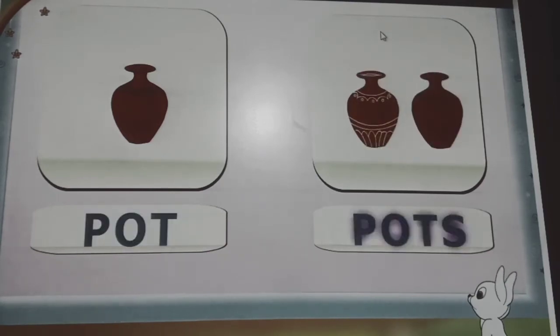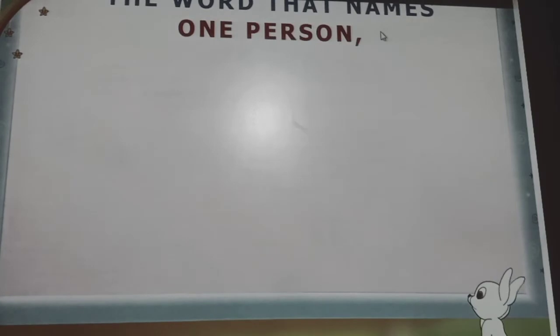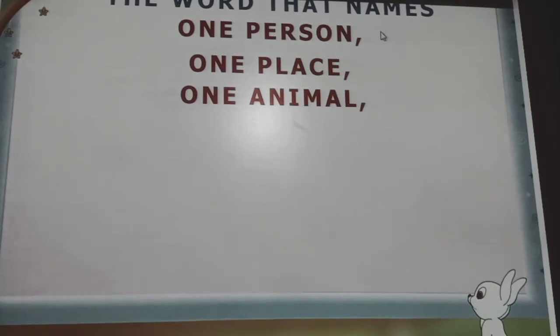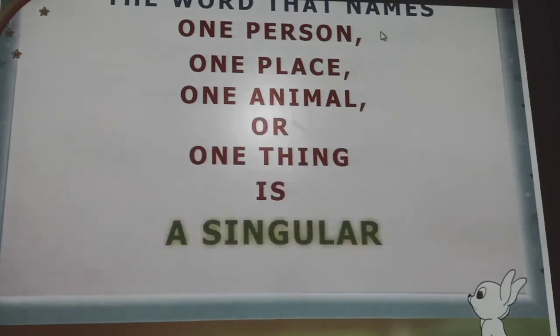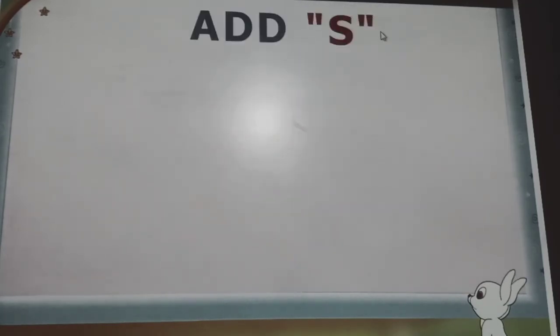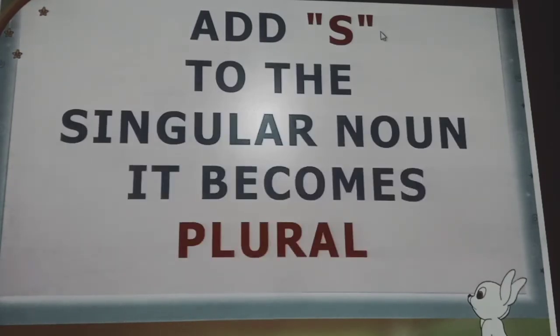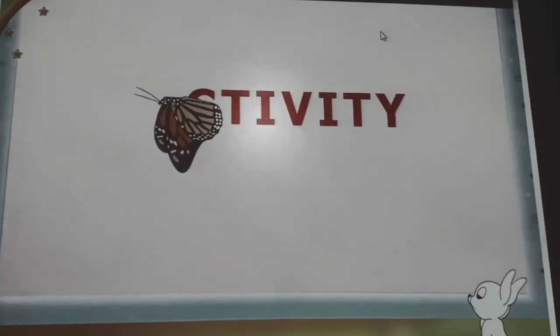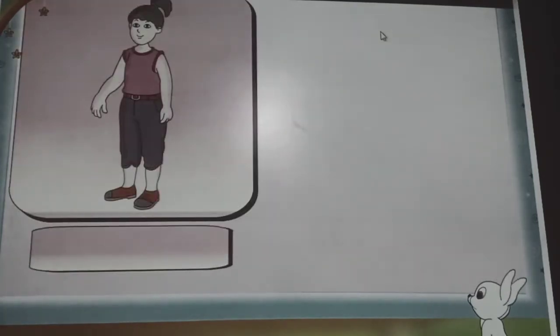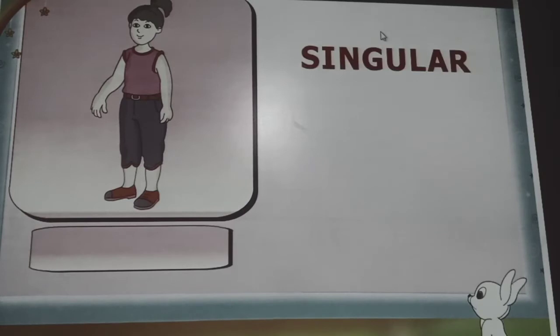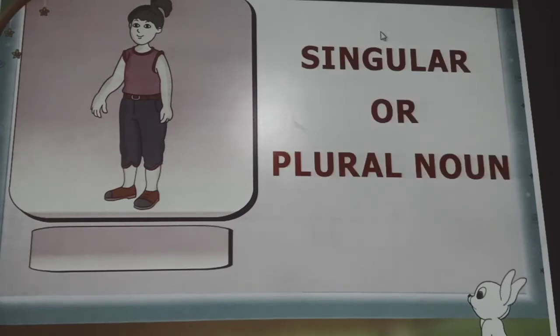Pot, pots. The word that names one person, one place, one animal, or one thing is a singular noun. When you add S to the singular noun, it becomes plural. Let's do an activity. Look at these pictures and say whether they are singular or plural nouns.